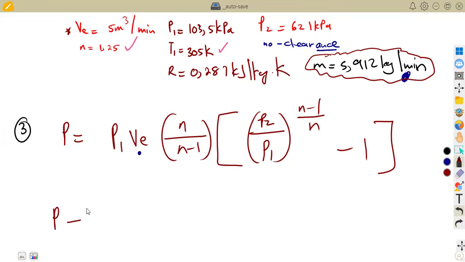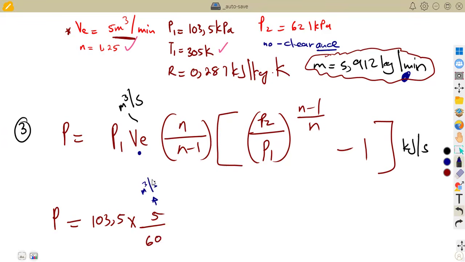All right, so power, P1, remember our pressure was 103.5, you still remember, guys, times VE. We already have it, but what are the units? It is per minute. Power is kilojoules per second, so this must be cubic meters per second. So I have to divide by 60. 5 over 60, I have the effective volume in cubic meters. The moment this is per second, this will be per second. I explained that, guys. So I hope now we are together. n is 1.25, so that will be 1.25 over (1.25 minus 1).